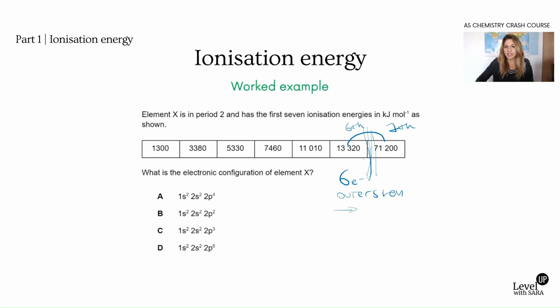So this can help us work out the group number. So this will be in group 6. So if it's also in period 2, we know that it has only 2 energy levels, so 1 and 2, so 1s and 2. And if it's in group 6, it would have 6 electrons in the second shell. Therefore, this is the correct option.